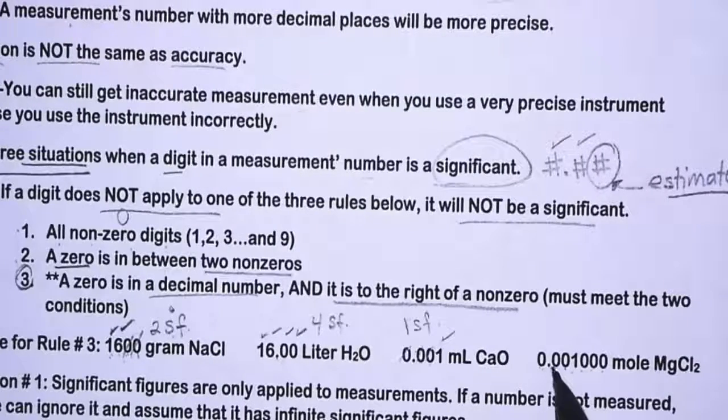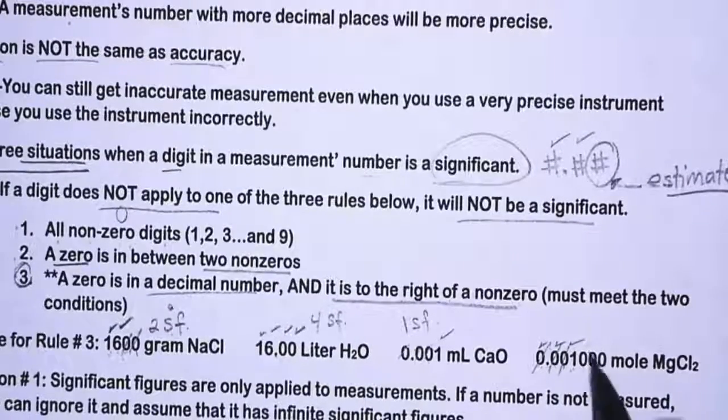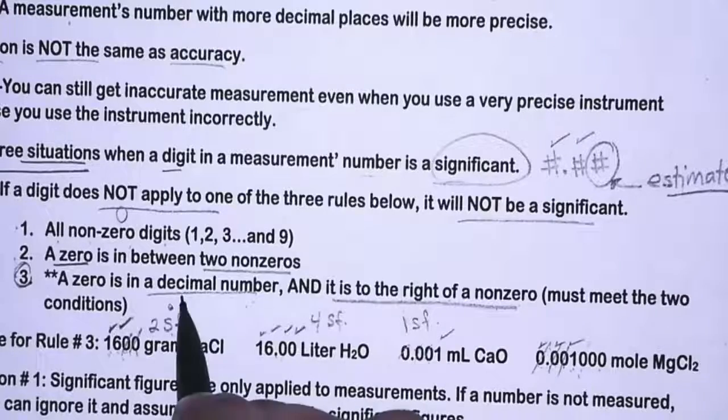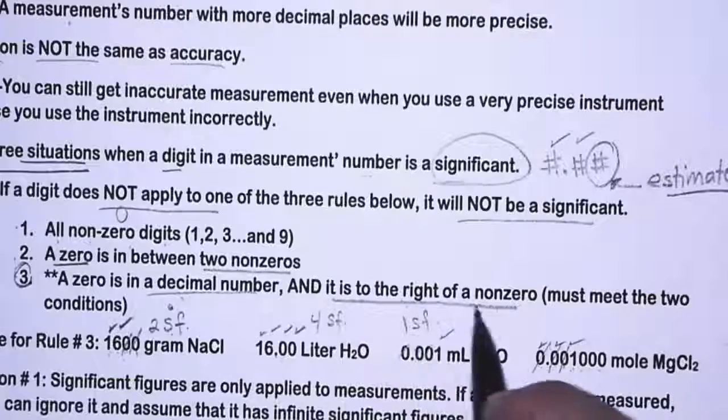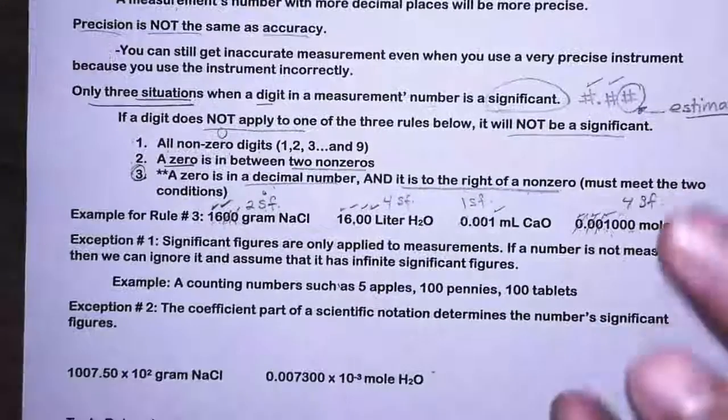Then we have 0.001000. Look at this 30 here. They are in a decimal number, but are they right after a non-zero? No. Bam. So they are not significant. Then we look at the 30 after the 1. First of all, they are in a decimal number, and it is to the right of a non-zero. Therefore, 1, 2, 3, 4.